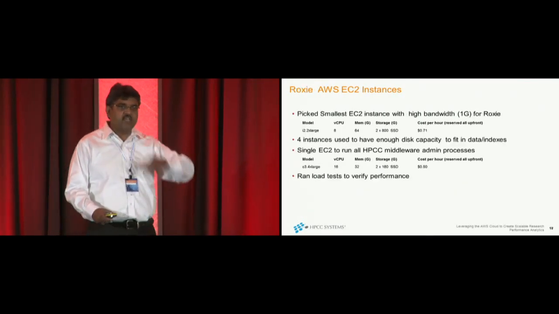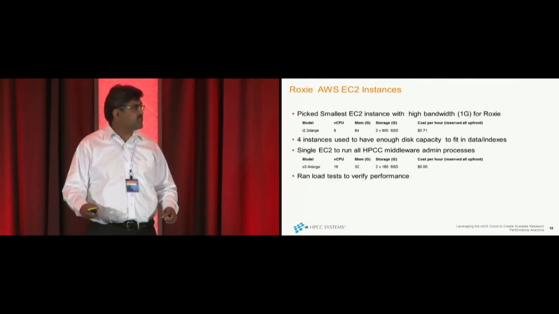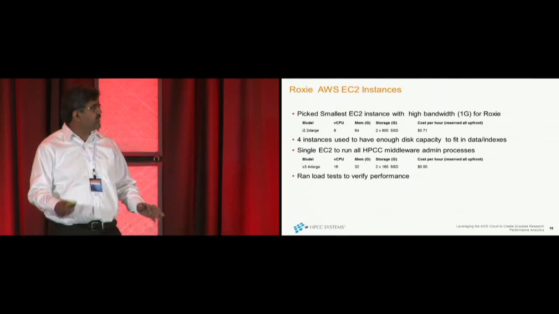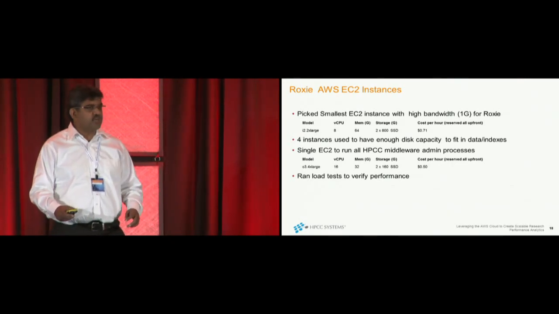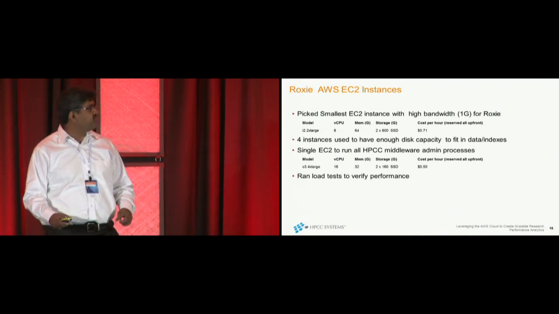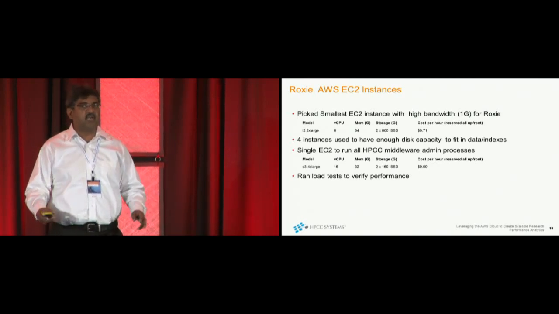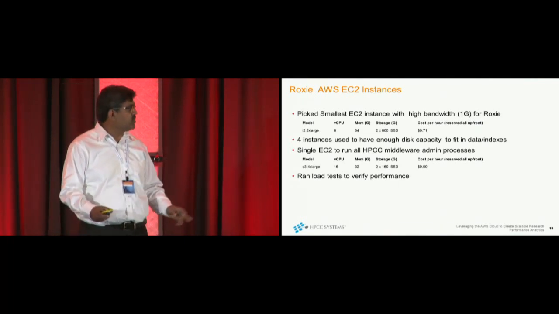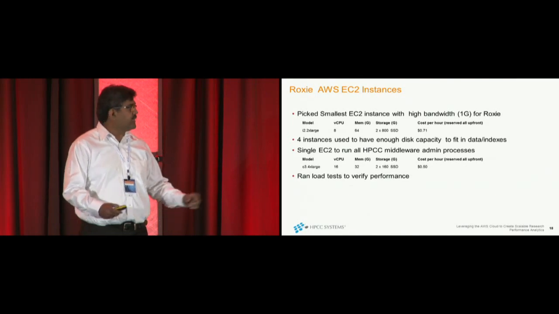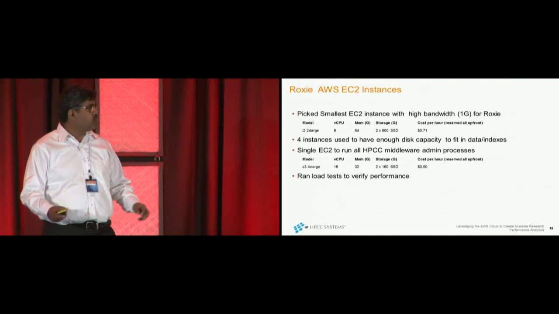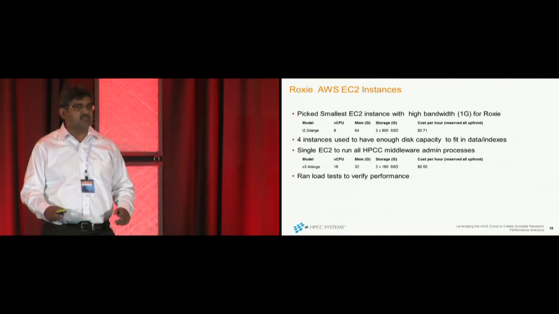For Roxie, we can run only one process per instance. So we used the smallest EC2 instance that still can support the 1 gig high bandwidth required for Roxie. So for Roxie, we used i2.2xlarge, and for master, we use c3.4xlarge because we can still run all the admin processes there. And storage capacity is small, but that's okay because we don't need a landing zone here. So with this configuration, we ran several load tests and verified the performance was good.